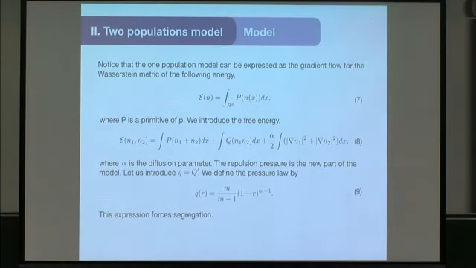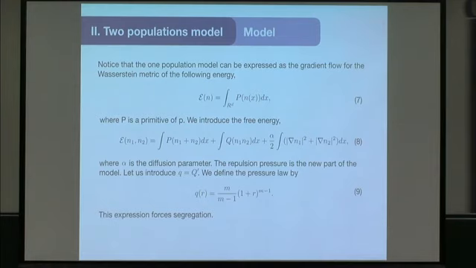If you look at the model with one species, you can see that it is derived from the free energy according to the Wasserstein metric. Here you just have capital P, which is a primitive of small p. And we think it's a nice property to have a model derived from a gradient flow, because then you know that you minimize the energy over the trajectory, if you don't have a growth term, of course.